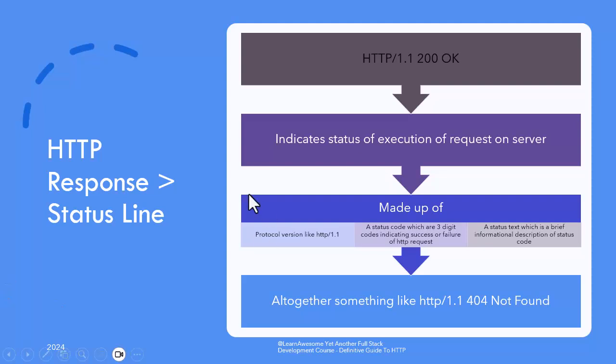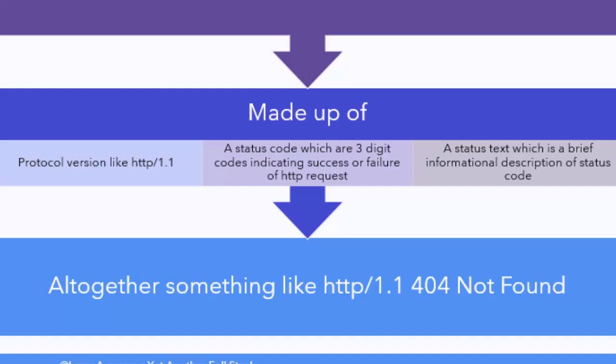Starting off with the status line. The status line in an HTTP response is made up of several parts: a protocol version like HTTP 1.1, and a status code, which are three-digit codes indicating success or failure of the HTTP request. They are important to understand, so I'll be spending some time on this in a coming slide. Next up in the status line is the status text, which is a brief informational text description of the status code to make it human readable. For example, if your requested web page does not exist, the status line would read like HTTP 1.1 404 Not Found.